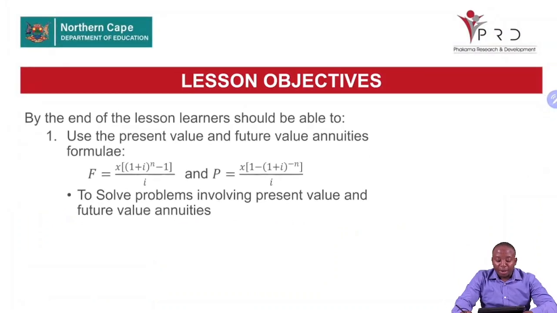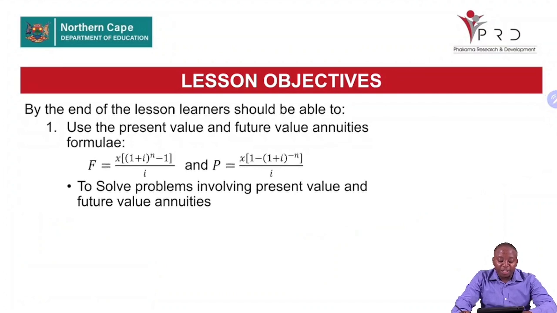Lesson objectives. By the end of this lesson, learners, you must be able to use the present and future value annuities formulae. The formulae are as follows: F is equal to x open bracket, open another bracket, 1 plus i, all raised to the power n, minus 1, close bracket, all over i, and the present value formula is P is equal to x into 1 minus, into 1 plus i, all raised to the power negative n, close bracket, all over i.